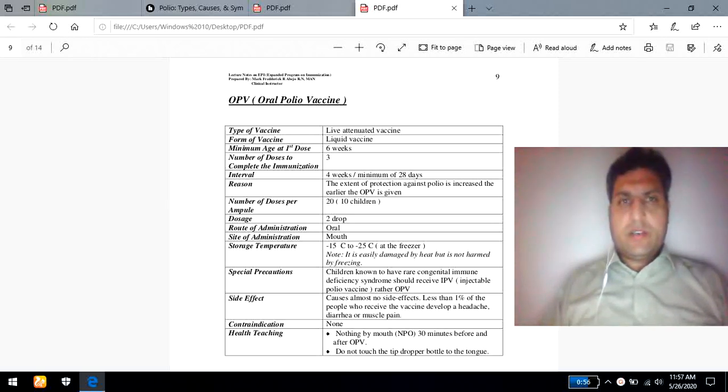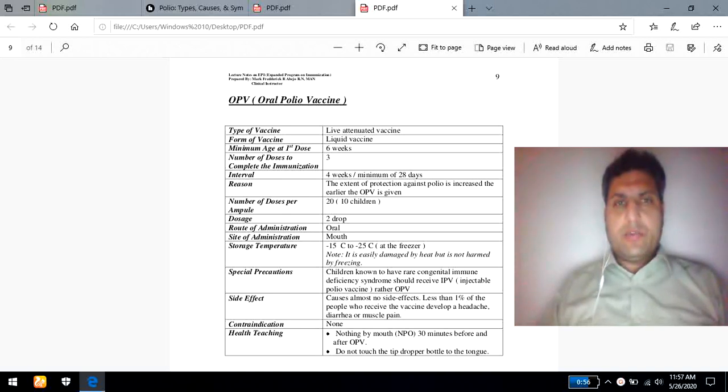Today we will discuss one of the important vaccines, that is the oral polio vaccine regarding the EPI program. The main objective of this program is basically to reduce morbidity and mortality, because poliomyelitis is responsible for causing morbidity and mortality in a large number of children and newborn babies.